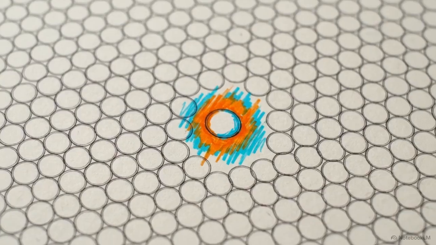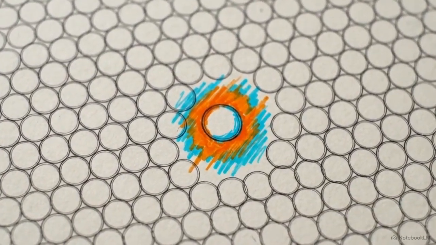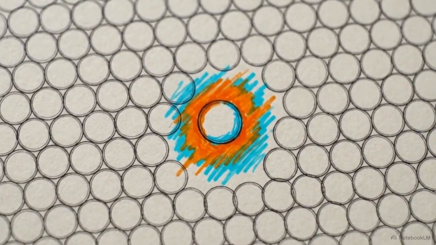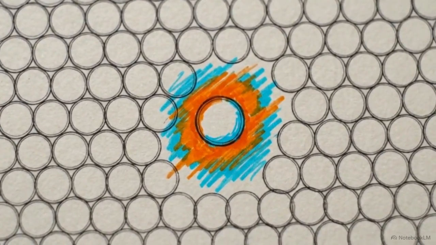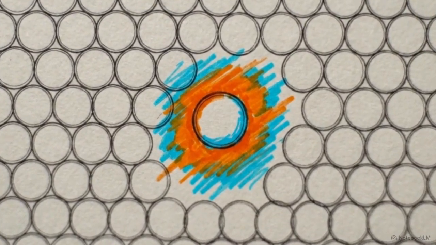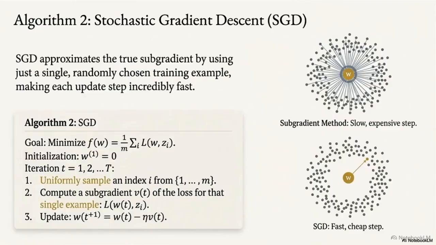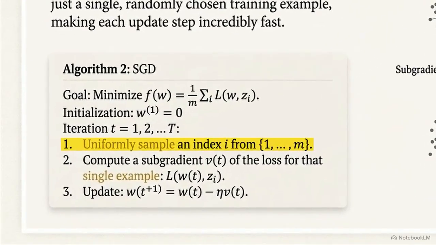To actually build large-scale models, engineers needed a workaround that bypassed this computational bottleneck. They found it in stochastic gradient descent. Instead of crunching the entire massive dataset, stochastic gradient descent uniformly samples just one single piece of random data. Looking at steps 1 and 2 of the algorithm, calculating the loss for one random point makes every update incredibly fast and cheap. By intentionally sacrificing the total precision of the full dataset, the algorithm gains a computation speed that scales endlessly.